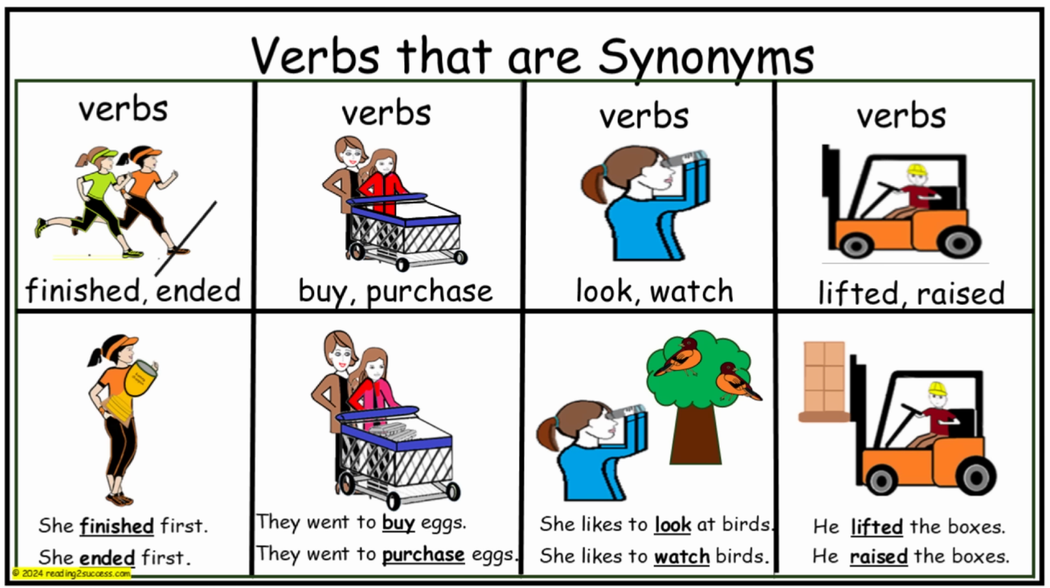This is the second teaching resource chart. Verbs that are synonyms remind kids that verbs show action. In each of the four examples, there are two verbs that are synonyms. With kids, read the verbs and then the sentences. In the first example, the verbs are finished and ended. She finished first, she ended first. Then we have buy and purchase, look and watch, followed by lifted and raised.